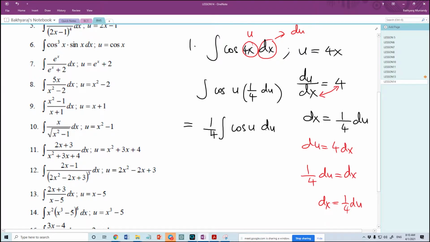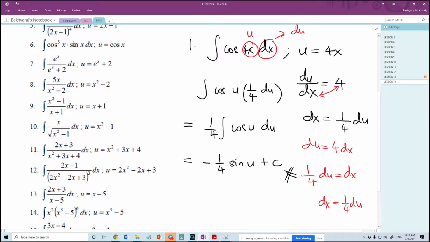Okay, so what do I get here? So ini akan dapat, okay, because when you integrate it becomes a negative sign. So you become negative 1 over 4 sin u plus c. Okay, so this is the answer. So ini yang jawapan kita dapat.